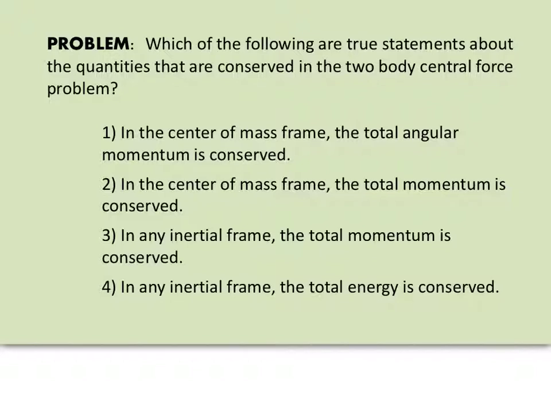Let's do another problem. In order to derive our final one-dimensional Lagrangian, we found that many coordinates were ignorable if we used the center of mass vector and the relative position vector as our generalized coordinates. Given this information, which of the following are true statements about the quantities that were conserved?